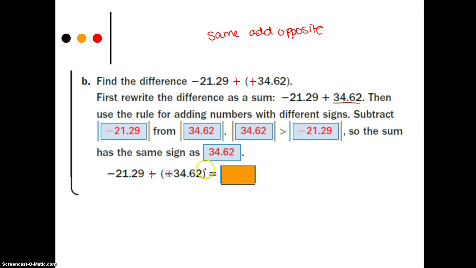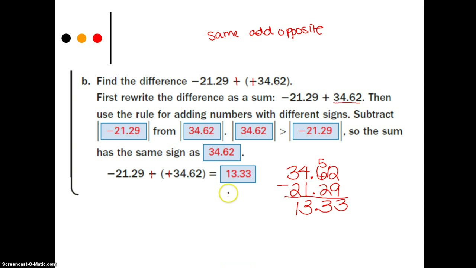So change that to adding the opposite. Now we line up the decimals, and because we are subtracting, I'm going to put the bigger number, which is 34 and 62 hundredths, on top, and 21 and 29 hundredths on the bottom, and subtract. Bring down the decimal, and remember it's positive 13 and 33 hundredths.